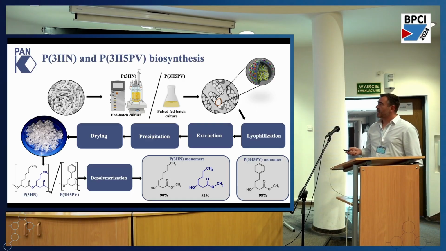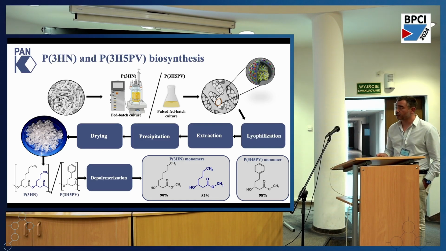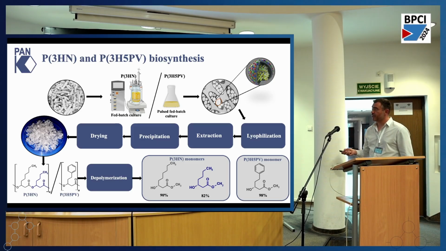After both fermentation processes, bacteria accumulated the polymer as intracellular granules, and then we used a process of extracting the polymer, and in the end we depolymerized it to obtain the first substrate for the reaction: methyl esters of aliphatic monomers, as well as 3-hydroxy-5-phenylvalerate methyl ester.